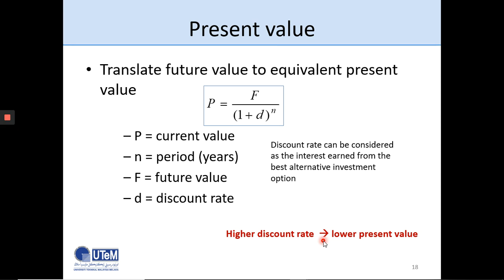So we simply modify the equation to get the present value if we have the future value. We divide the future value with the same equation, but now we replace I with the letter D. I previously was interest rate, now D is discount rate. Discount rate can be considered as the interest earned from the best alternative investment option. What does this mean? We'll see in the next few slides. But basically, if we have a higher discount rate, then we have a lower present value.